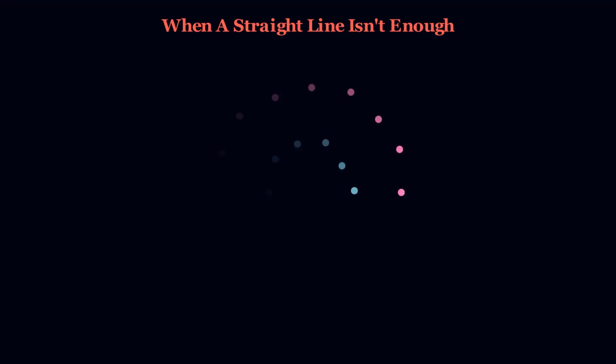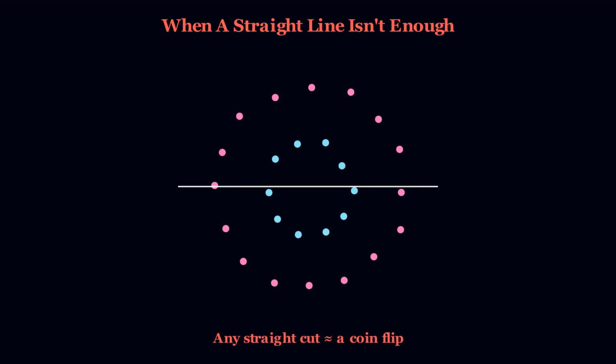Now picture this. One class forms a ring around the other class entirely. No street, no matter how wide, can separate a ring from its own center. Any straight boundary here is basically guessing, a coin flip, nothing more. This is exactly where every linear method we've covered simply gives up. SVM has one more trick left, and it's the one that made it famous.